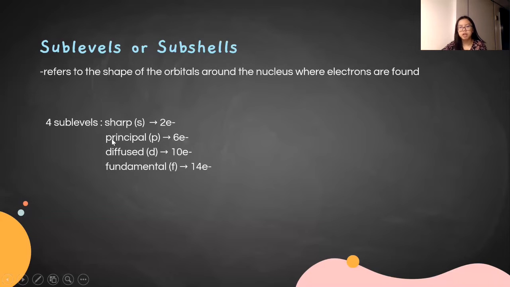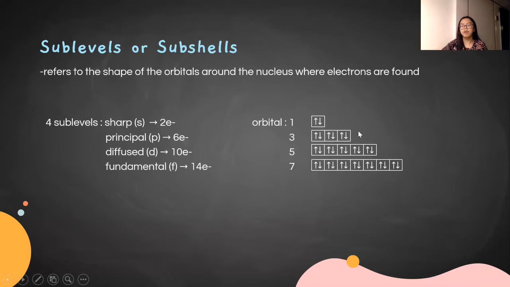Second is principal or P. Could hold up to 6 electrons. Diffused or D. Could hold up to 10 electrons. And last one is fundamental or F. Could hold up to 14 electrons. And the orbitals are 1, 3, 5, and 7. So sharp has 1 orbital, principal has 3 orbitals, diffused 5 orbitals, and fundamental or F 7 orbitals.